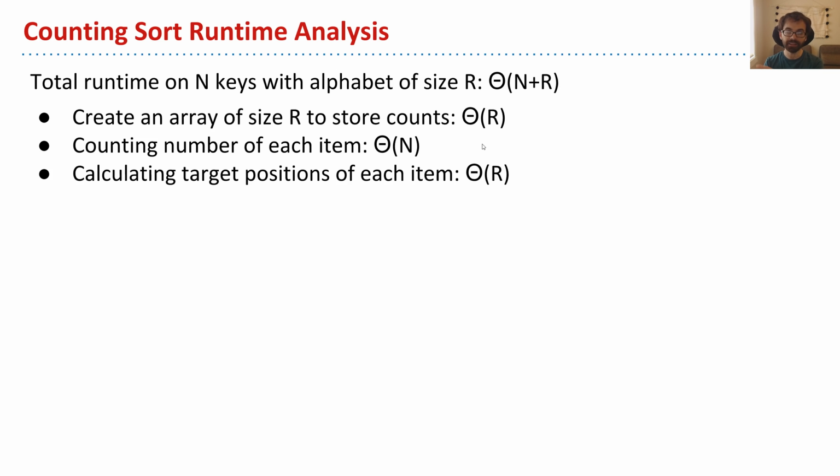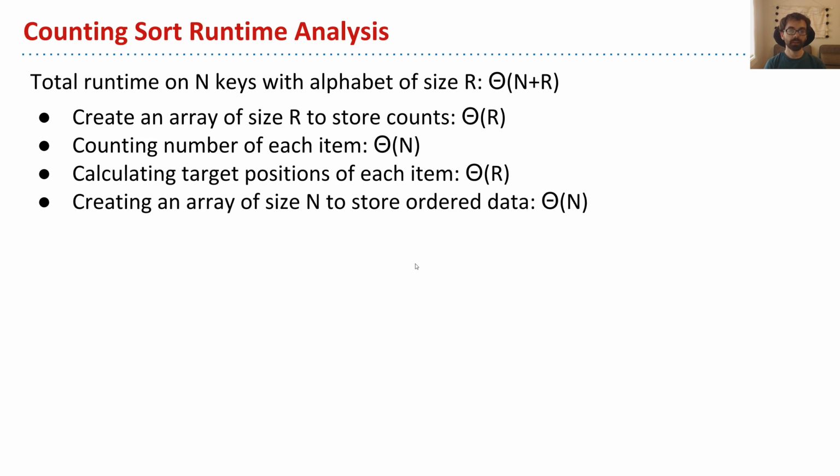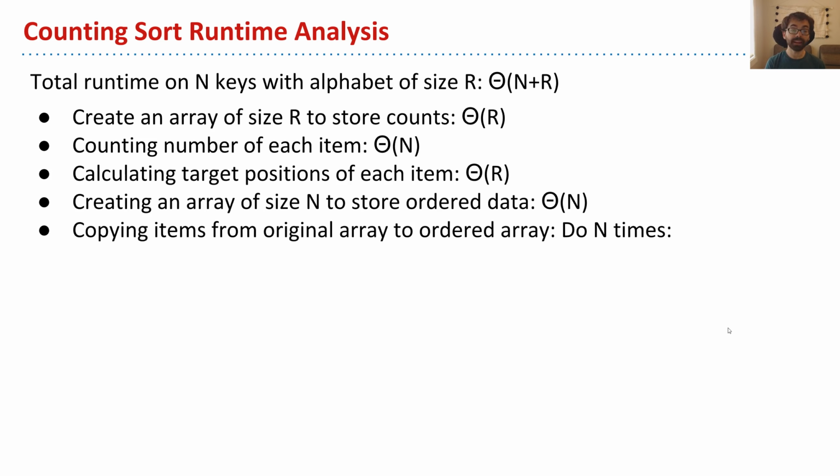We build another array where each entry is equal to the sum of all entries above it. And that takes theta r time. Then I'm going to create an array of size n that stores the ordered data. That's that last piece. There's theta n. Then I'm going to copy the items from the original array to the ordered array, and that requires us to do the following n times.